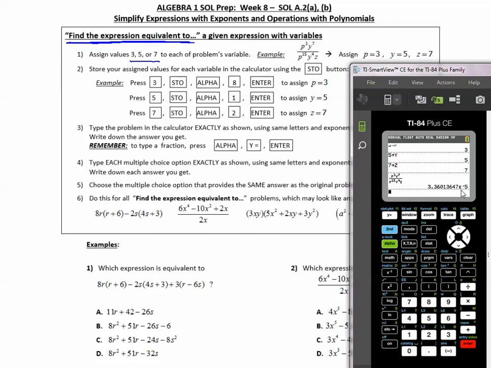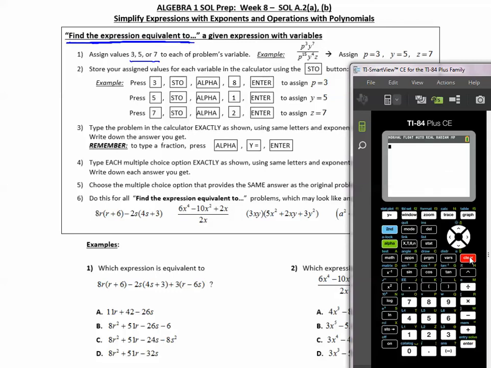Now you'll see this e to the negative 5. When you see that, usually this is a number that's very, very small. What you should always do is write down all of the digits that you have, and then when it's multiple choice, you type in each of the choices. Now let's actually do this with these couple of examples.